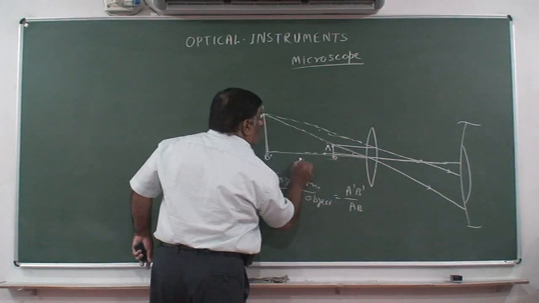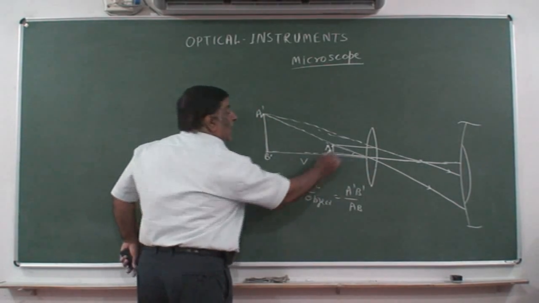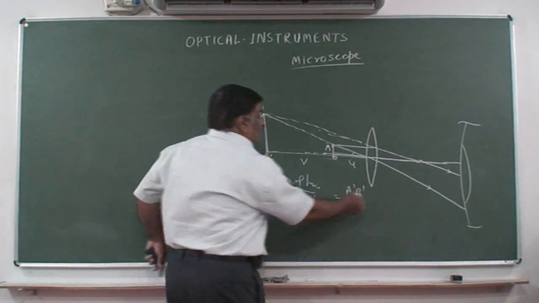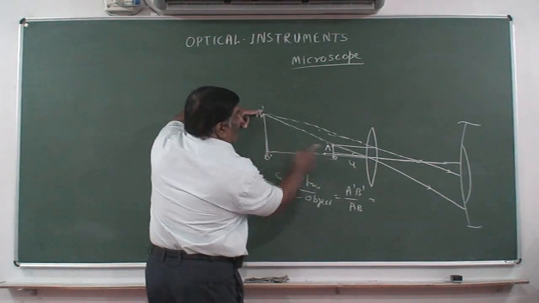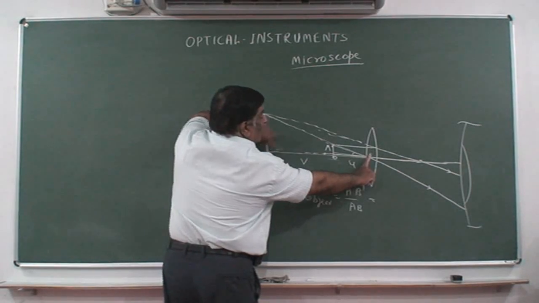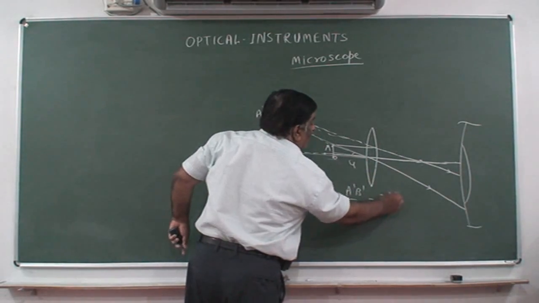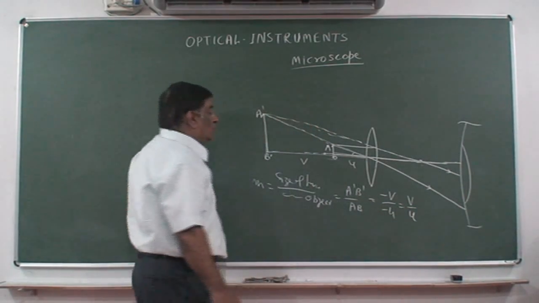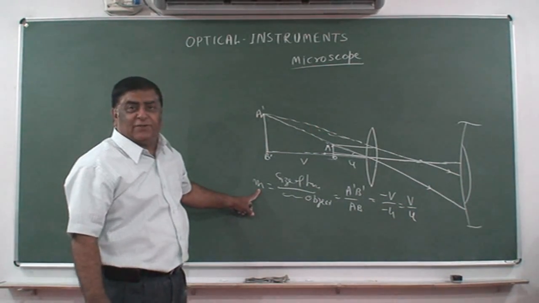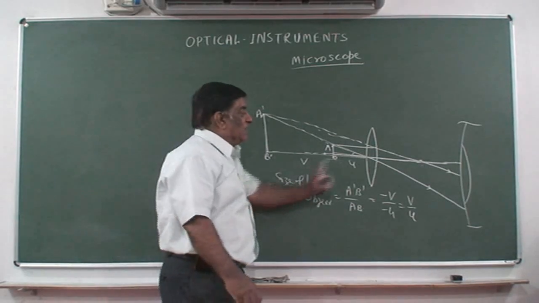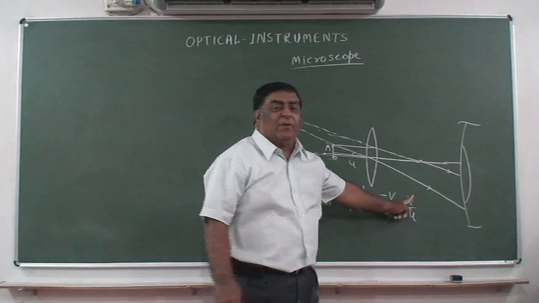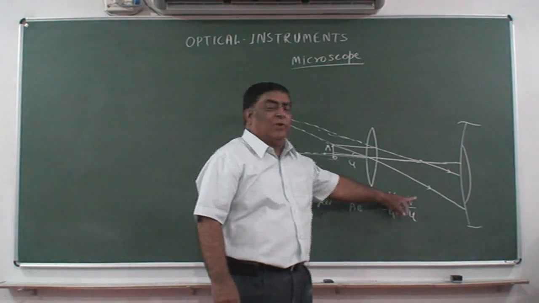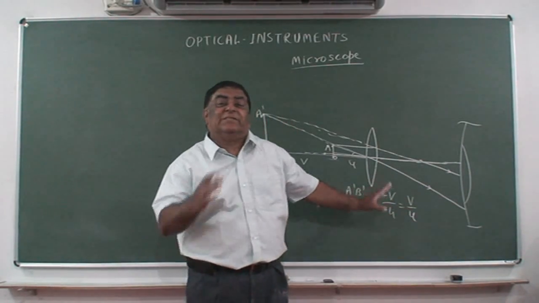Now this length is how much? V, and this length is how much? U. So if you put the values here, this upon this is equal to this upon this, and these are minus V, minus U. So how much is it? V upon U. What is this? Magnification. So for magnification in the lens, what is the formula we have? V upon U. Same in the mirror we have. So the magnification formula is V upon U, and this is positive.